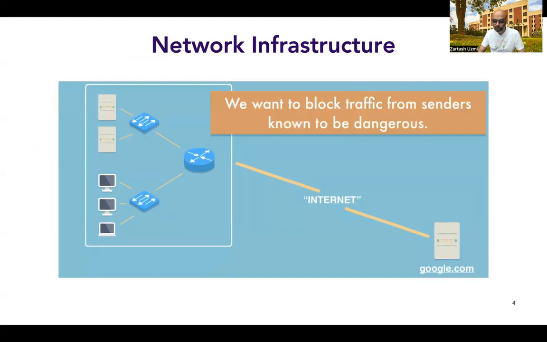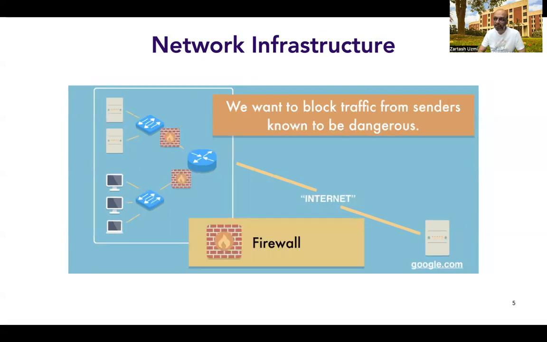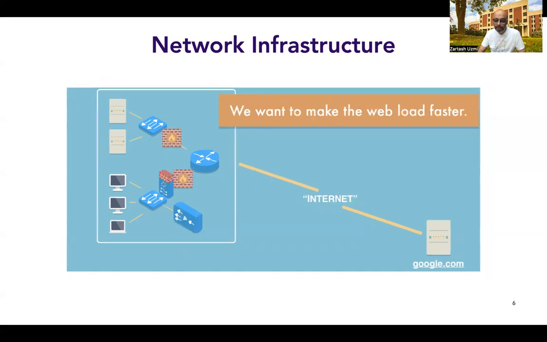Where is the intelligence? So for example, if you want to block the traffic from unwanted senders who are known to be dangerous to the network infrastructure, you might use a firewall for that. The firewall will block the packets coming in from those senders which we blacklist, or which we mark as unwanted.